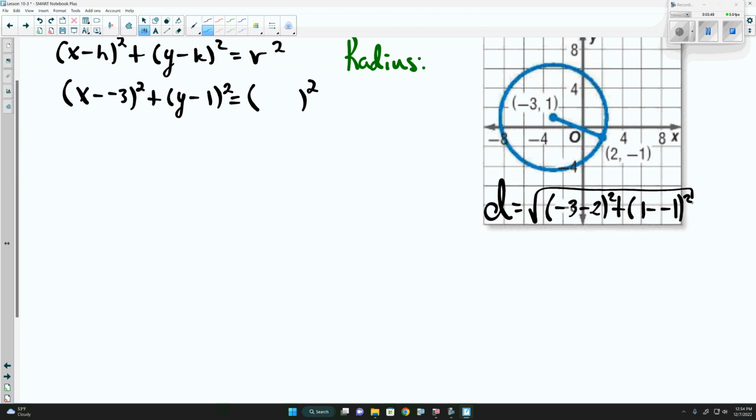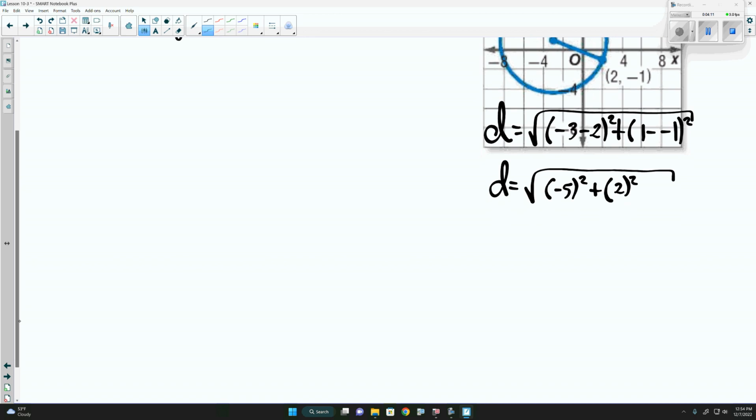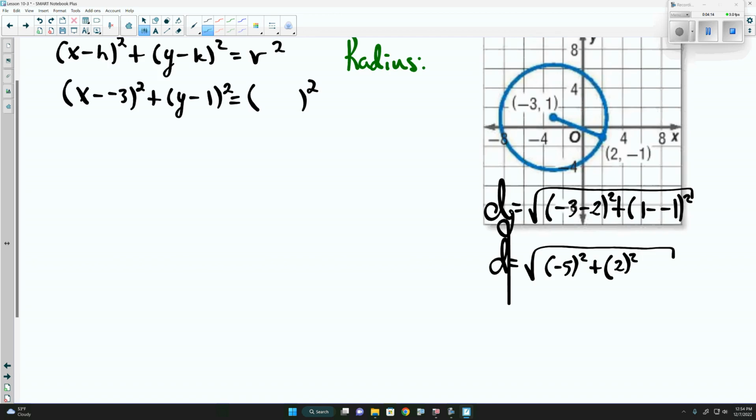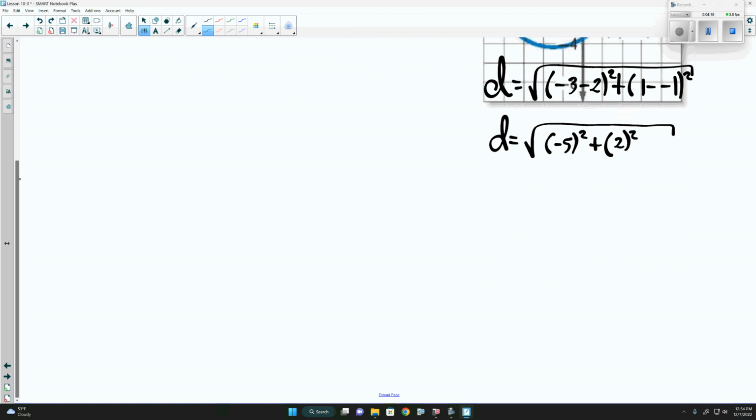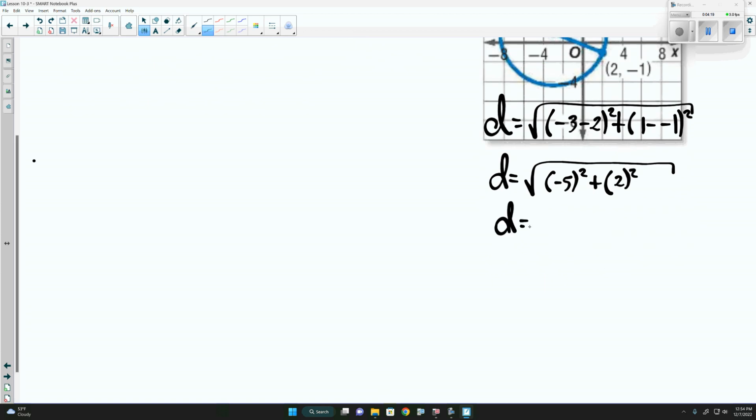And at this point here, we can type the whole thing into the calculator, let the calculator do the calculations for us. If we wanted to do this by hand, -3 minus 2 is going to be -5 squared. 1 minus -1 is 2. Well, apparently it wants to scroll. Because 5 squared is going to be 25. 2 squared is 4. So it tells us that it's the square root of 29.